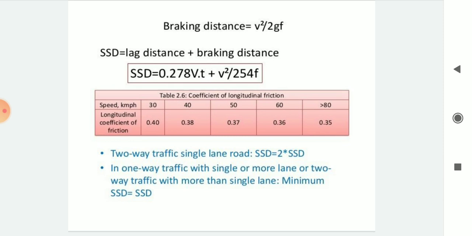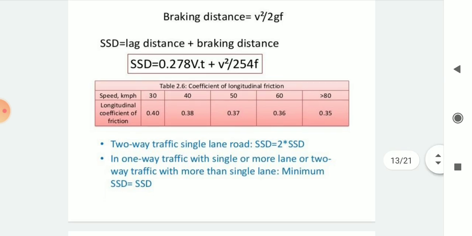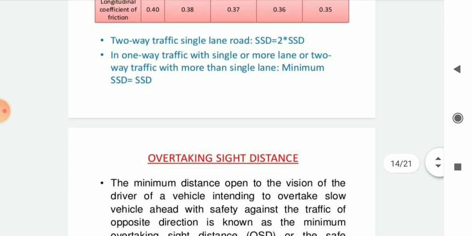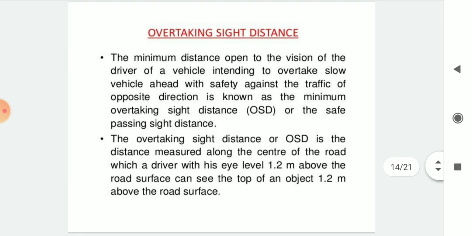In one-way traffic with single or more lanes, or two-way traffic with more than a single lane, the minimum SSD is equal to SSD. Then overtaking sight distance. The minimum distance open to the vision of the driver of a vehicle intending to overtake a slow vehicle ahead, with safety against the traffic of opposite direction, is known as the minimum overtaking sight distance or the safe passing sight distance.